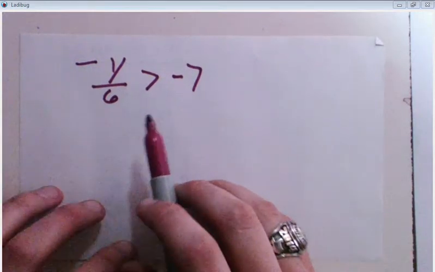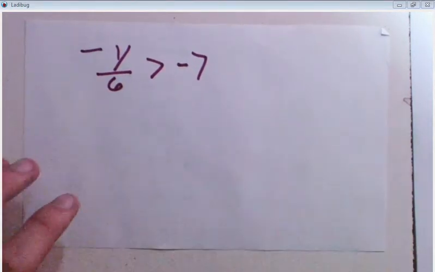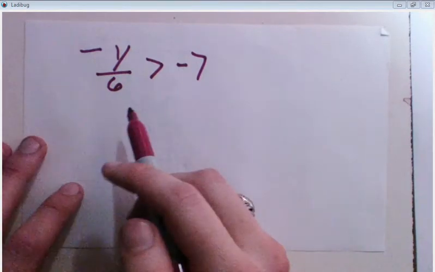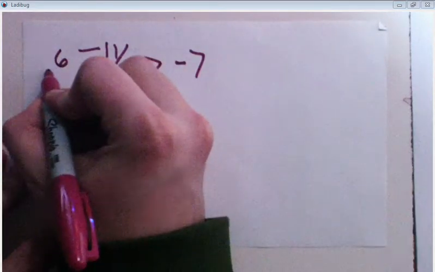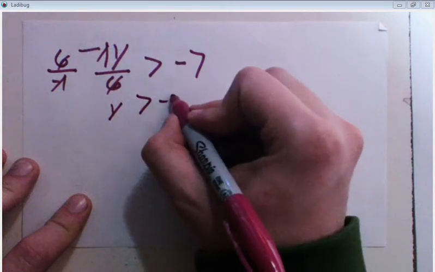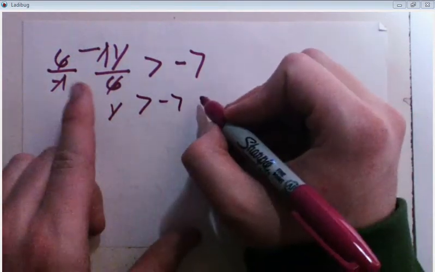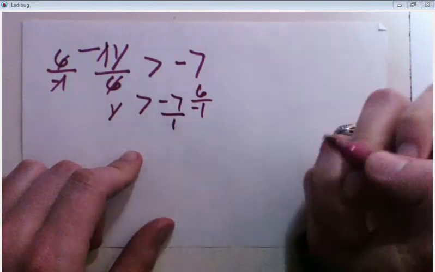Alright, so here's our next question. We've got negative y over 6 is greater than negative 7. So we're dividing here, so we know that we're going to multiply by our reciprocal. And once again, we know that y is the same as 1y, so our reciprocal becomes 6 over negative 1. These cancel out. We're left with y is greater than negative 7 times the reciprocal, which was 6 over negative 1. So I'm going to put 7 over 1.